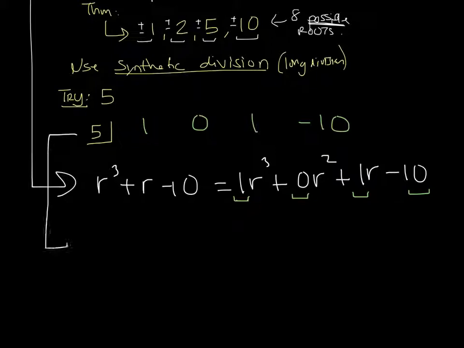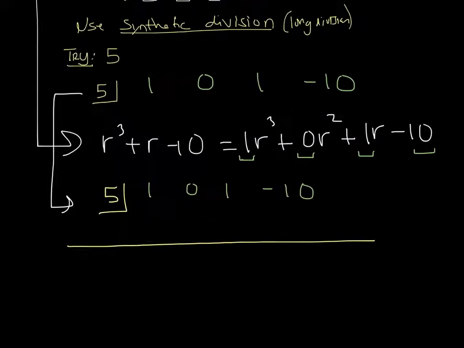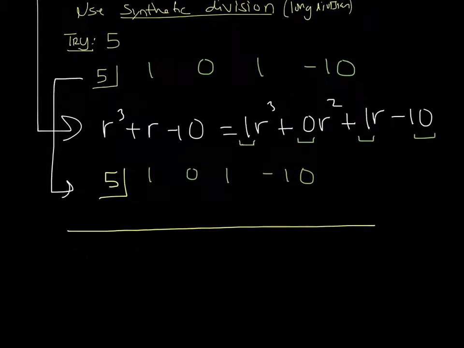And again, just want to write this nicely. So 5, and then 1, 0, 1, negative 10. Then you're going to draw a horizontal line here, and you're going to perform the synthetic division. Basically, you always drop down the first one, and you're going to multiply, add, multiply, add. This direction is multiply, and this direction is adding.